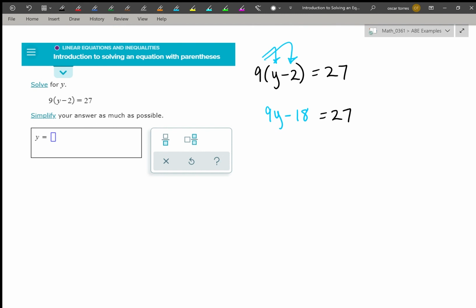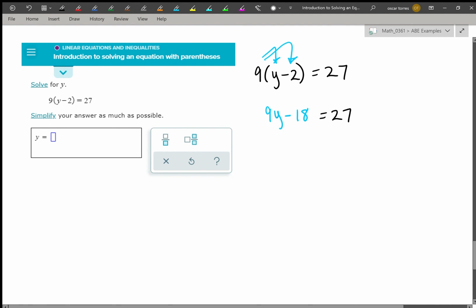Now it's just a matter of getting y by itself. So 9y is being subtracted by 18. That means we got to get rid of the 18. Instead of subtracting 18, we need to add 18 to both sides of the equation. That way the 18 cancels out on the left side. So at this point we have 9y is equal to whatever 27 plus 18 is. 27 plus 18 ends up giving us 45.